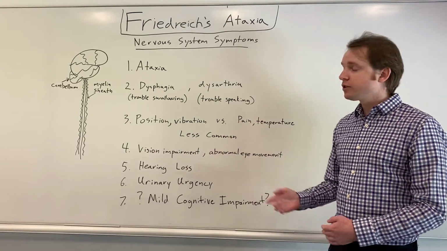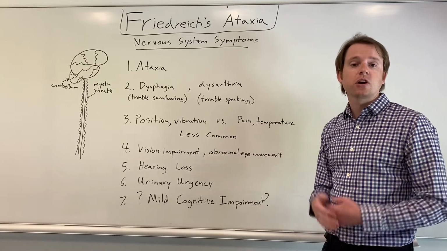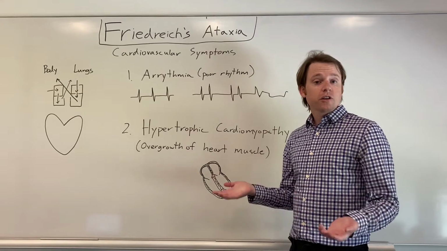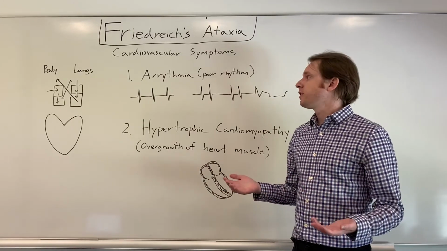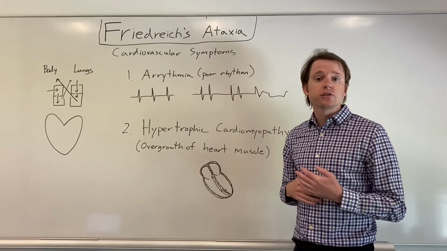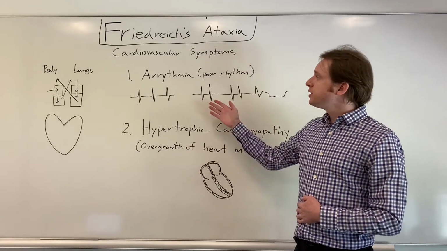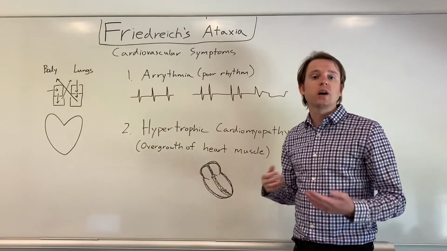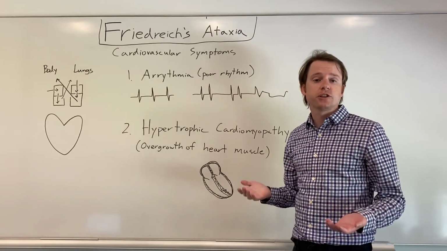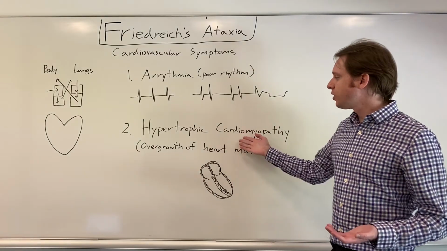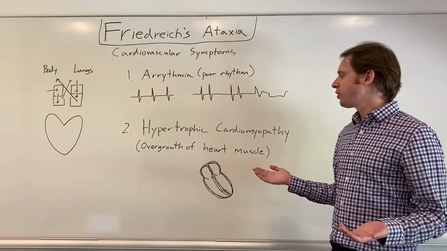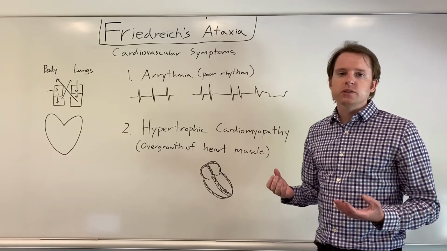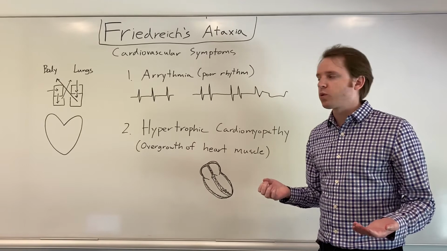For now, let's go on to potential issues with the cardiovascular system or the heart. For the cardiovascular system, or more specifically the heart, Friedreich's ataxia tends to cause two main problems. The first is an arrhythmia, or essentially a poor rhythm where the heart isn't beating in as well or as coordinated a fashion as we would like. And the second is a long fancy word called hypertrophic cardiomyopathy, which is really just a way of saying it's overgrowth of the heart muscle causing it to be too thick and to not work as well as we might like.